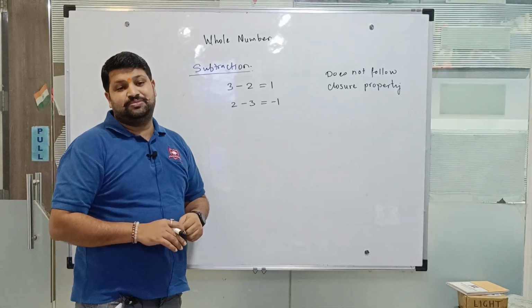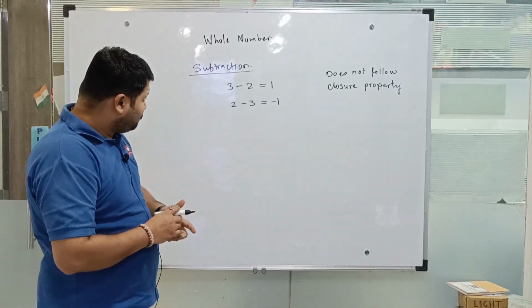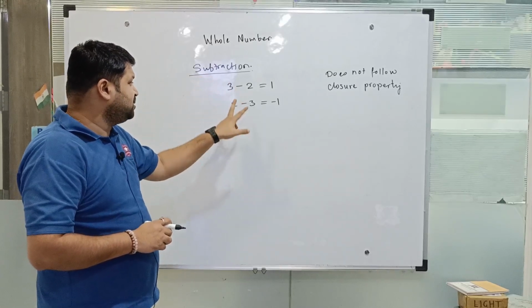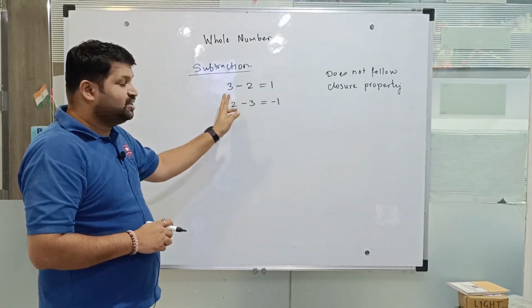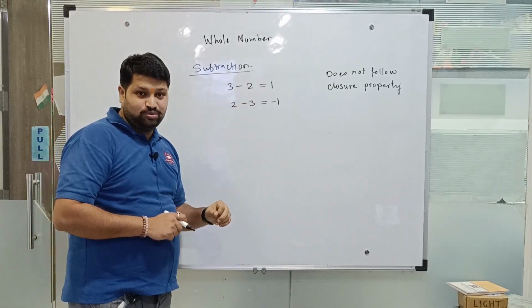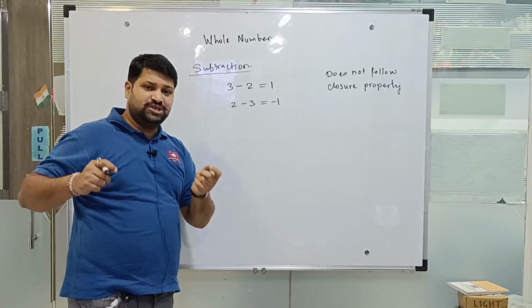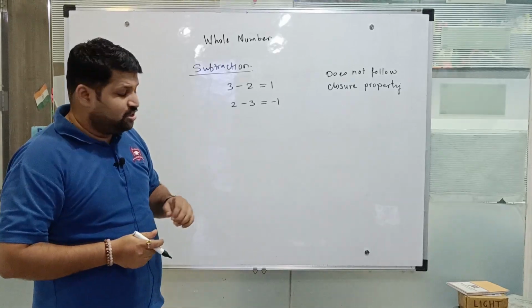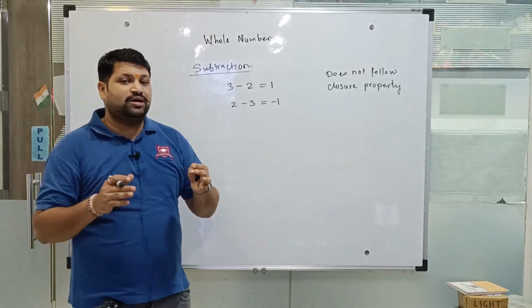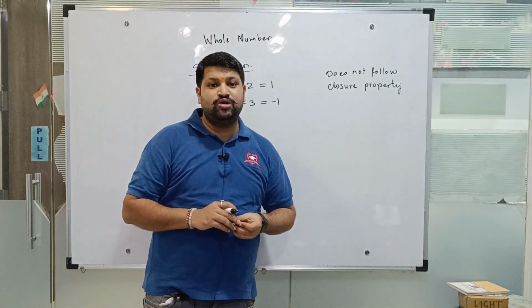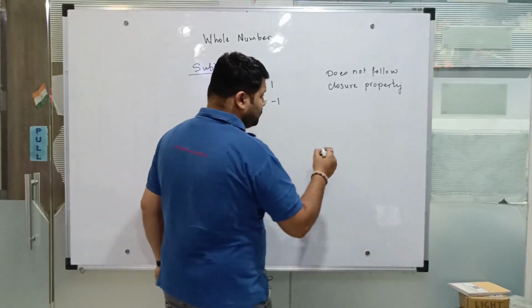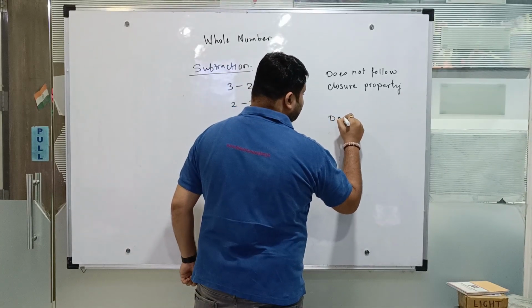Now let us see whether subtraction is commutative or not. From the same example, if we replace the values, that is, instead of 3 minus 2, we write 2 minus 3, the final answer is not equal. This answer was equal when we talked about addition. However, in subtraction the answer is not equal, so we would say that subtraction does not follow the commutative property.